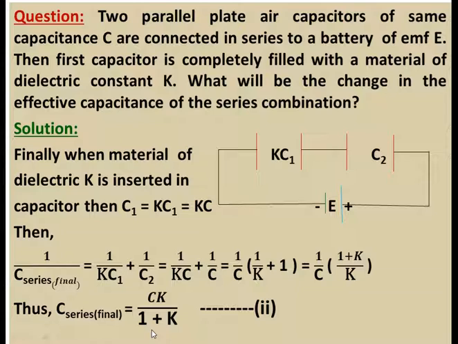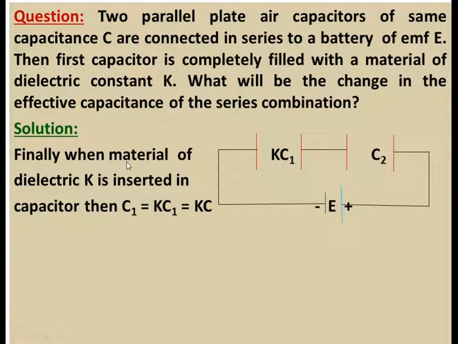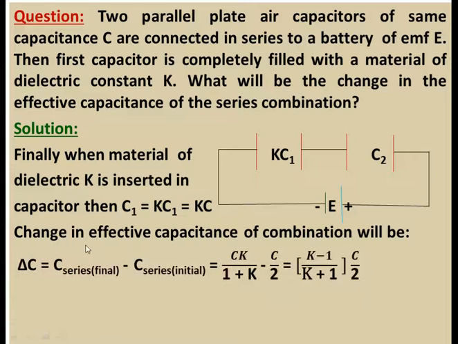So we have the initial, now we have the final, and now we will find the change. When a material of dielectric constant K is inserted in the capacitor, the change in effective capacitance of the combination will be delta C is equal to C series final minus C series initial. As you know, we calculated C series final as CK by 1 plus K and C series initial as C by 2.